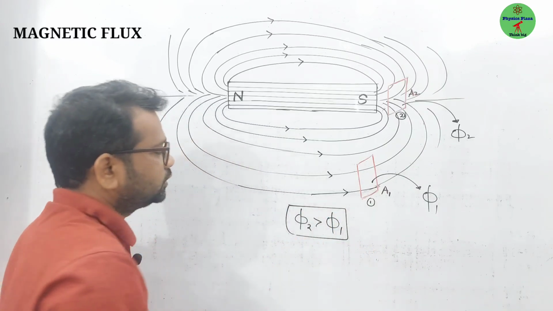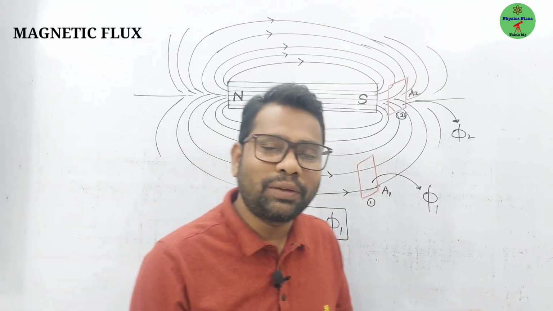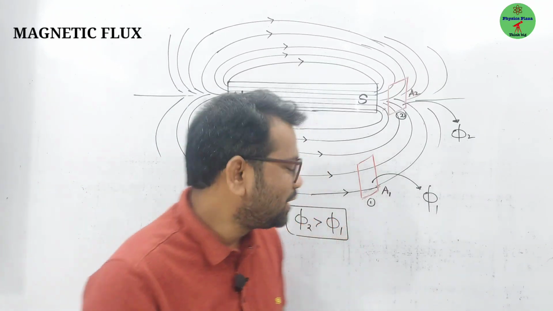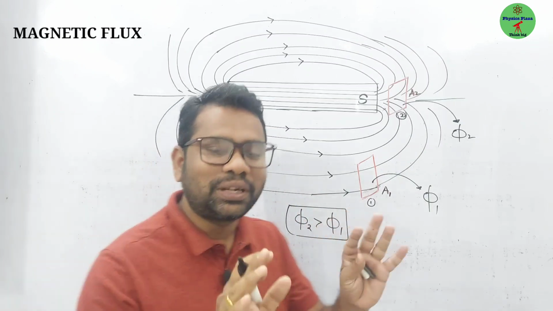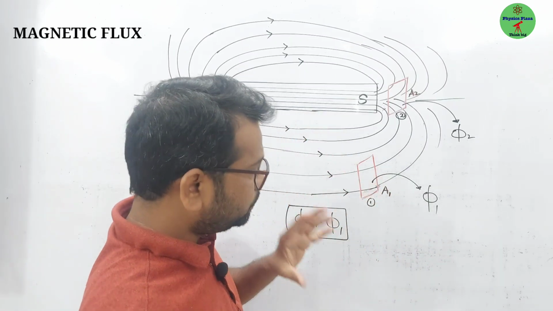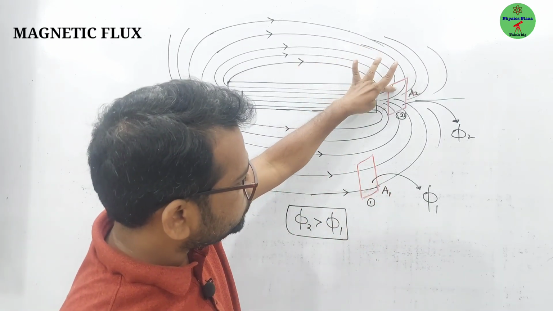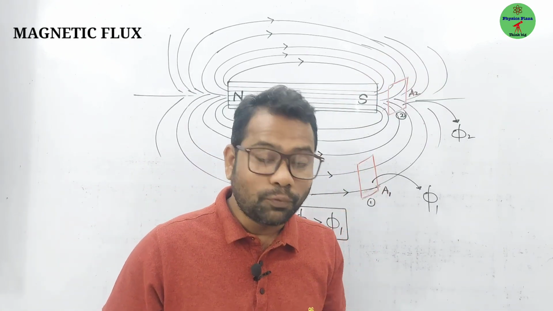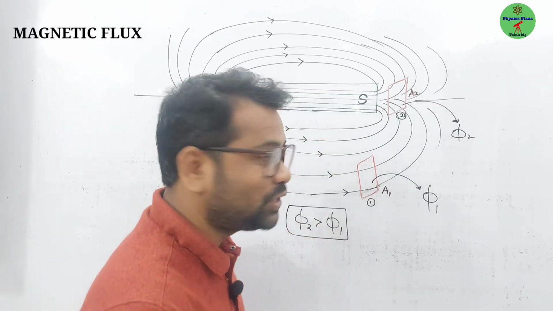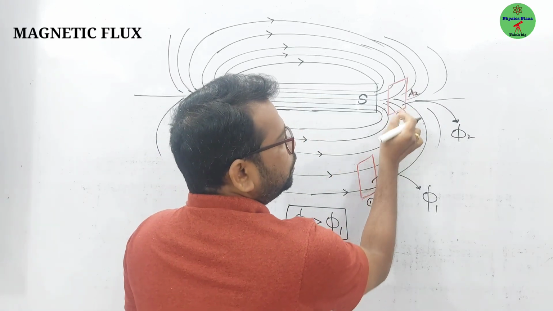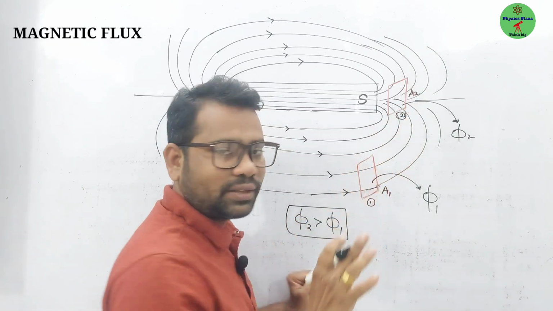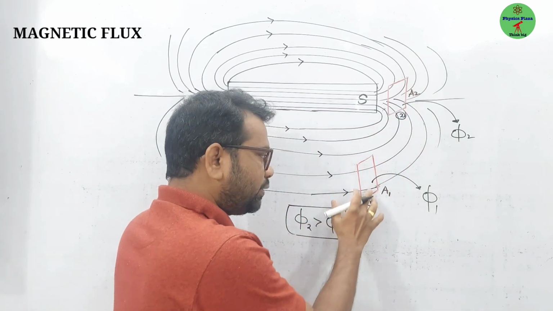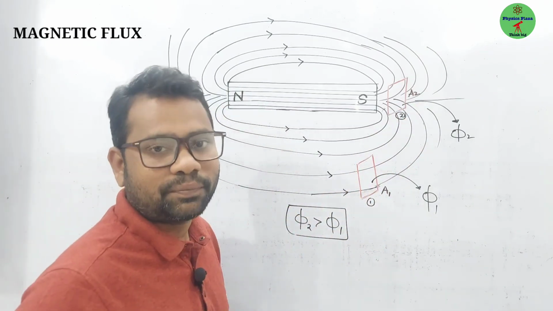Then you may get a doubt. Sir, first of all, you did not say what magnetic flux is. Then how can you say that phi 2 is greater than phi 1? Yes, coming to that point only, children. Now try to observe these surface areas A2 and A1. You will understand. What difference do you notice, children? Yes, you are right. Through A2, more field lines are passing. Through A1, fewer field lines are passing.